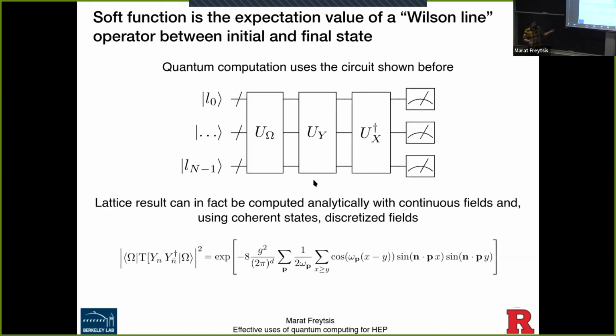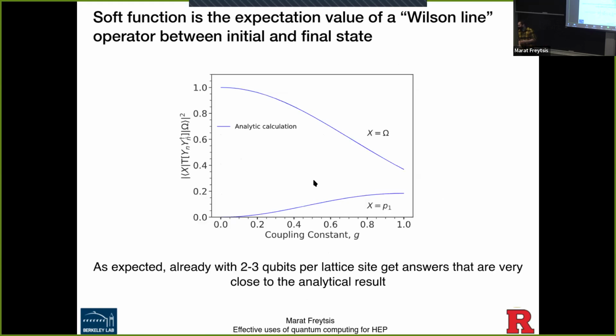And so this is again the actual calculation we're trying to run. It turns out it's kind of cute. The lattice result can be computed analytically, and the answer can be represented exactly using coherent state formalism. And so we, in fact, had analytic predictions that we could compare against in terms of what we would expect to see in this case.